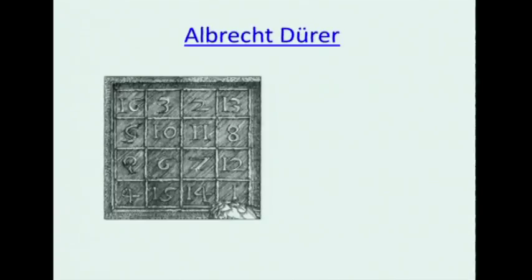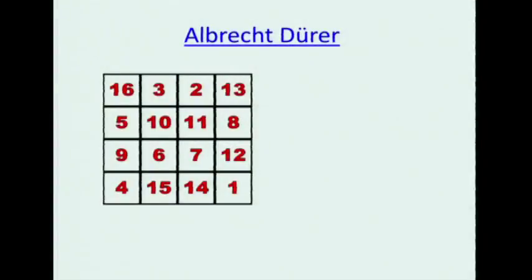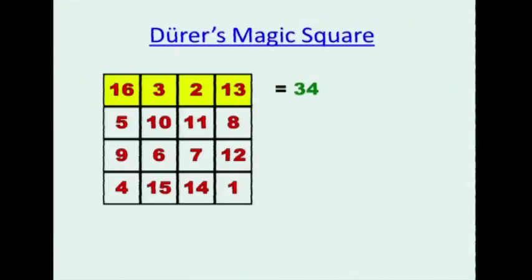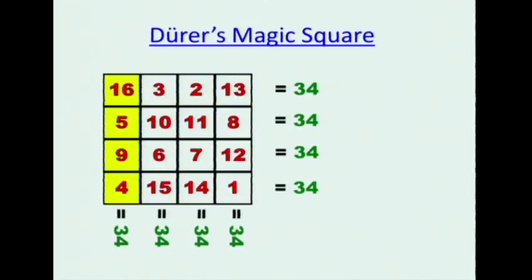The first thing that I notice is that each whole number from 1 to 16 is used. And the second thing I notice is that he created this in 1514 and he incorporated that into his engraving. This is a little difficult to read, so what I did was copy those numbers and put them like this so it's a little easier to see what's going on. The next thing that's interesting is that each row adds up to 34. Each column adds up to 34. And each main diagonal adds up to 34.